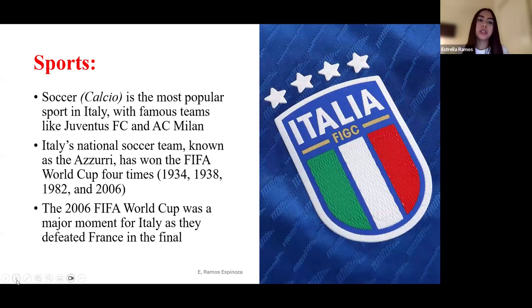Now moving on to sports. Soccer, also known as calcio, is the most popular sport in Italy with famous teams like Juventus FC and AC Milan. Now, Italy's national soccer team is known as the Azzurri, and they have won the FIFA World Cup 4 times in 1934, 1938, 1982, and 2006. Now that is why there's 4 stars in the jersey in the picture. Now, the 2006 FIFA World Cup was a major moment for Italy as it defeated France in the final.